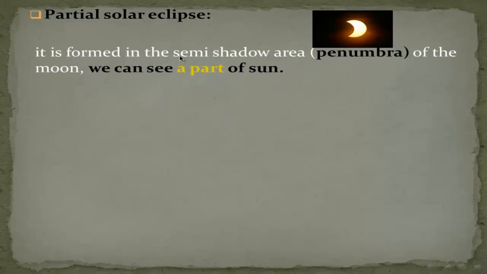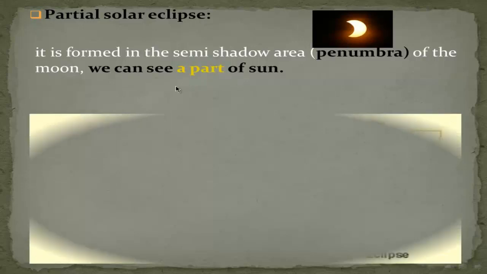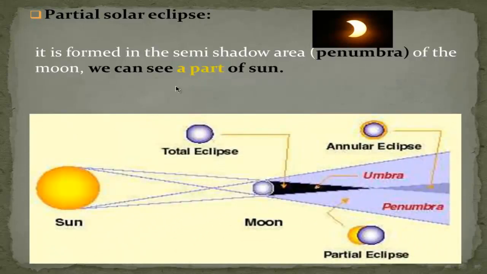It's formed in the semi-shadow area, or penumbra, of the moon, and we can see a part of the sun. Again, the second type of solar eclipse is called partial solar eclipse.